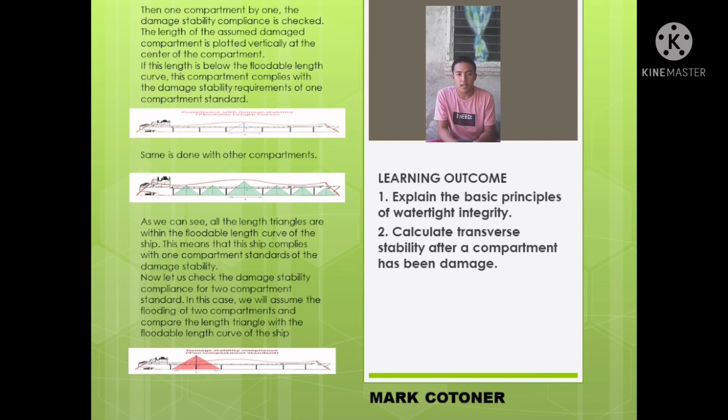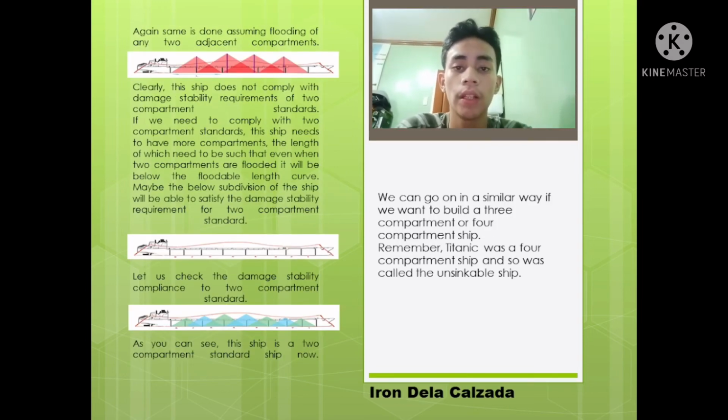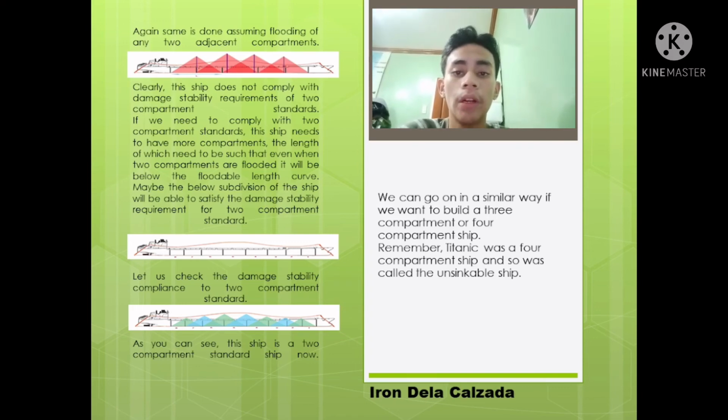Now, let us check the damage stability compliance for two compartment standard. In this case, we will assume flooding of two compartments and compare the length triangle with the floatable length curve of the ship. We can go in a similar way if we want to build a 3-compartment or 4-compartment ship. So remember, Titanic was a 4-compartment ship and so was called the unsinkable ship.